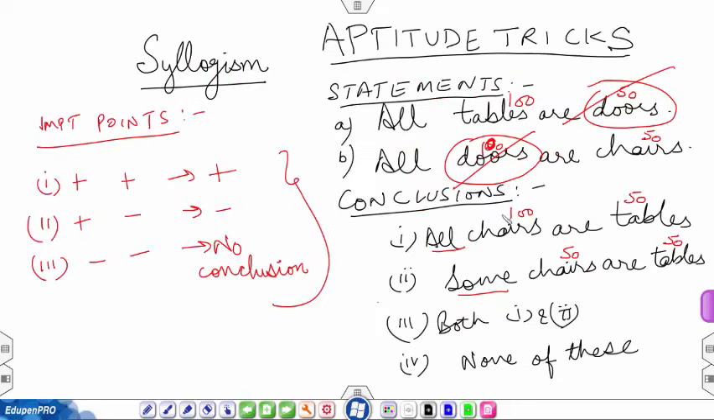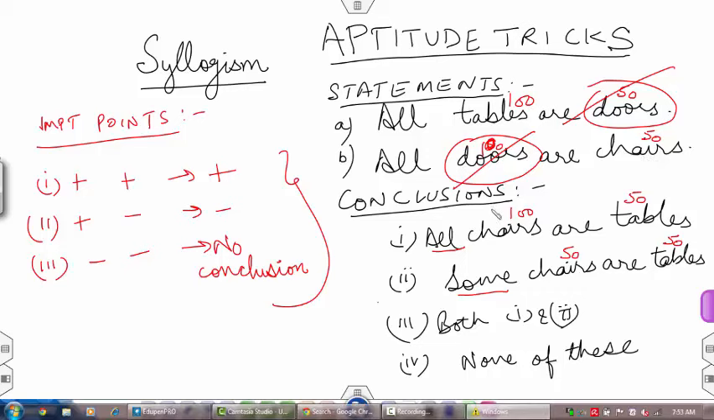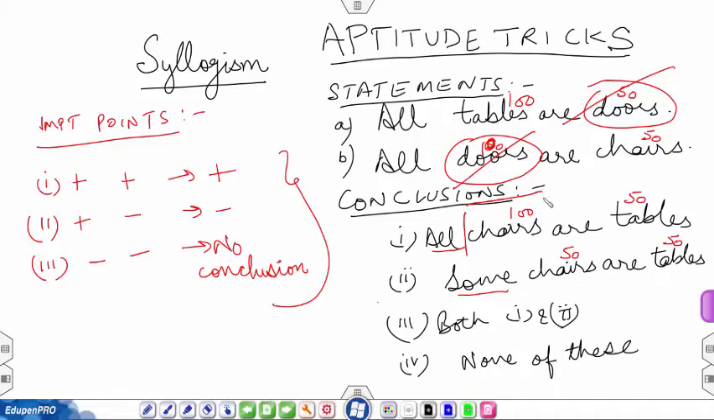Now let's cross verify the first statement. All chairs are tables. Does it verify all chairs are tables? Chairs has a value of 50 in the statement. Here the chairs has a value of 100, and this is my expenditure. Remember, this is my expenditure and this is my income. My income is 50 rupees. So how can the expenditure be 100? So the conclusion has to be less than the statement. So the first is false.